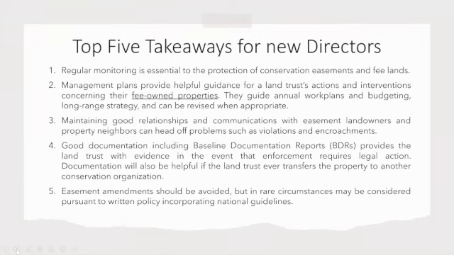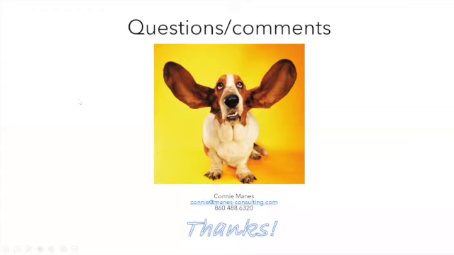Finally, easement amendments should be avoided, but in rare circumstances, they might be considered pursuant to a written policy that ensures no net loss to conservation values, no private inurement or impermissible private benefit, and an amendment that's in line with accepted guidelines that are published by the Land Trust Alliance. So that's what I had.